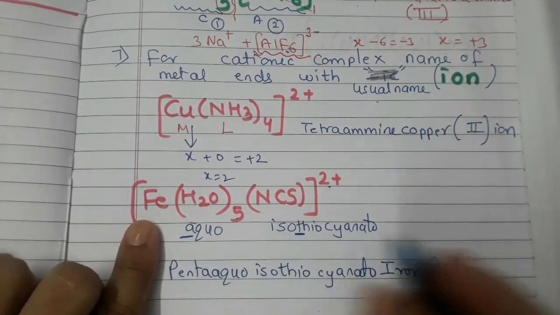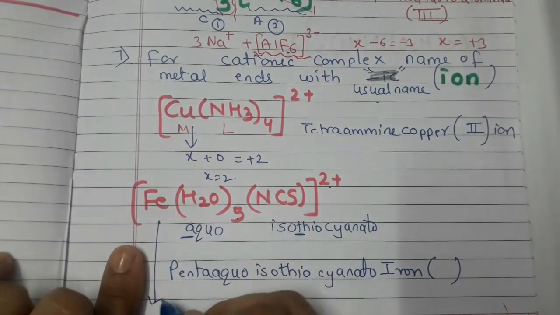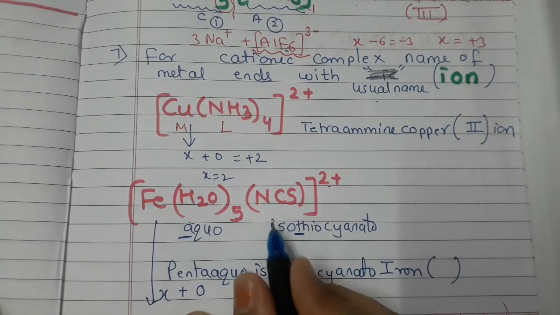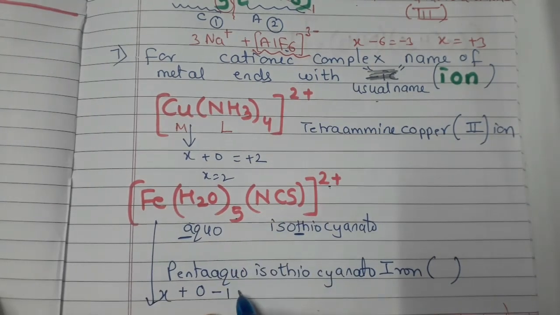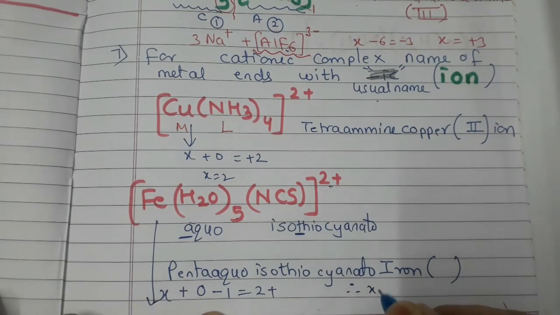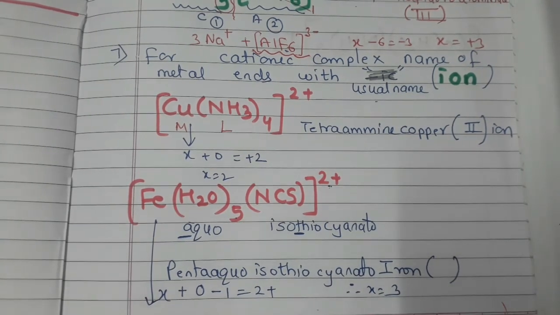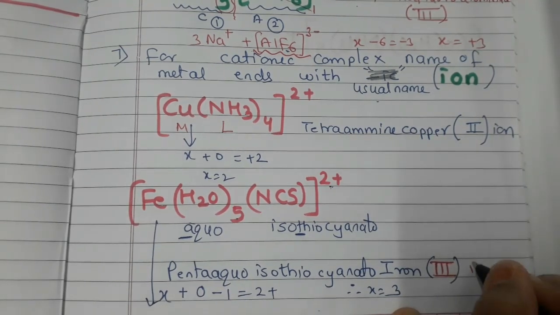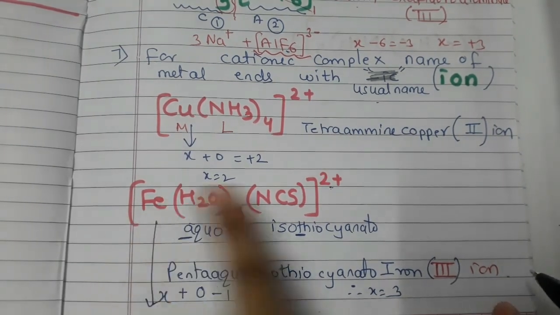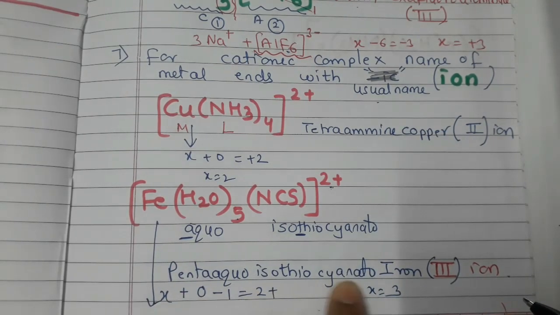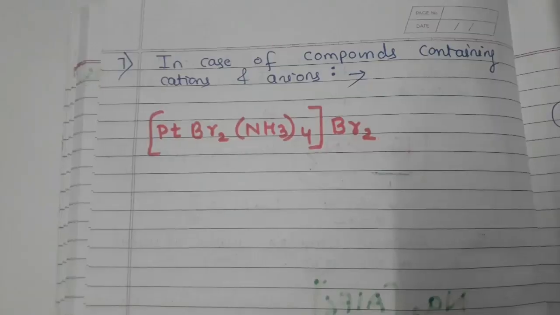Now the oxidation state we will calculate. Fe is X, water is a neutral ligand, 0. Isothiocyanate has a -1 charge, the entire complex has a +2 charge, therefore X is equal to 3. So I'm going to write here I, II, III, and it is iron. So the name of this complex, which is a cationic complex, is pentaaquoisothiocyanate iron(III). Let us name this complex also.